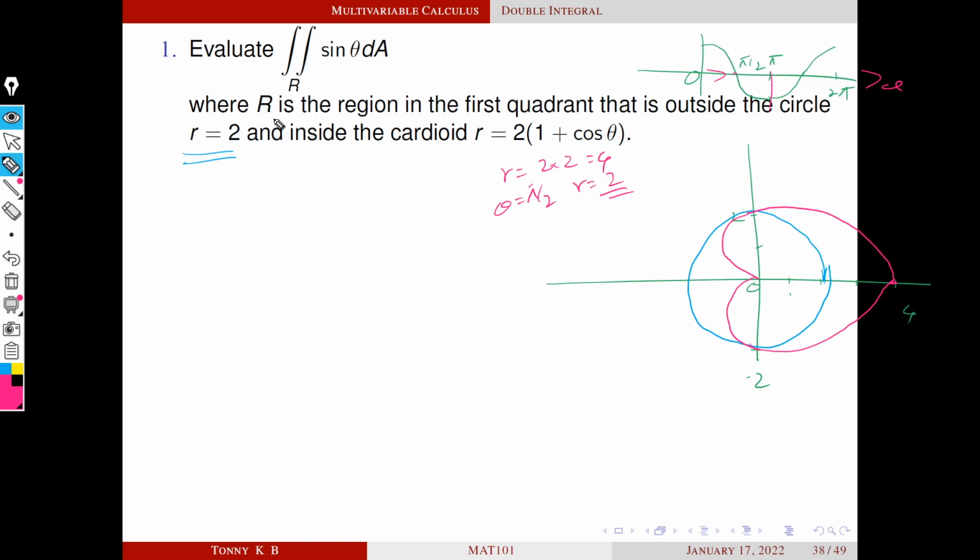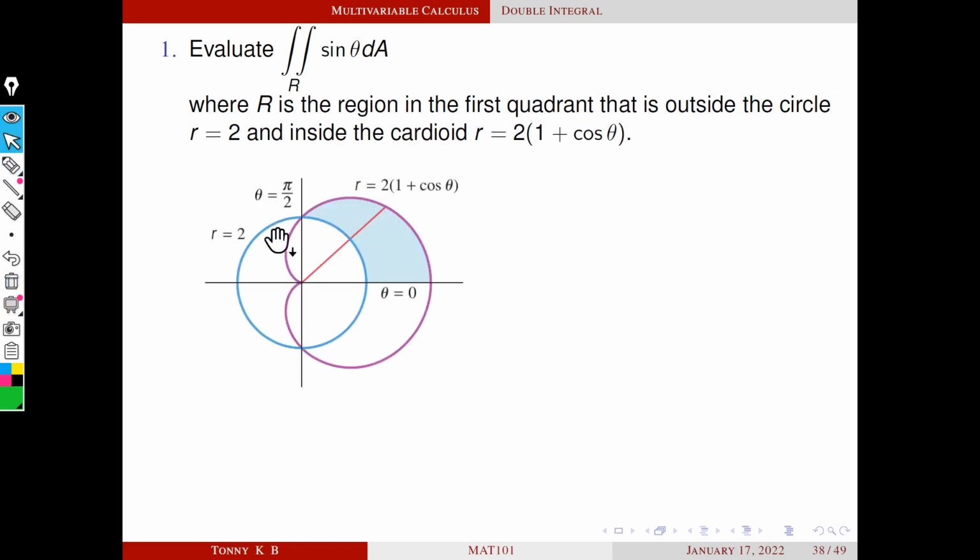And what is our region? Our region is in the first quadrant, outside the circle and inside the cardioid. So which is the region? Yes, this region. So we have to integrate over this region. Clear? This is the exact shape of the curve. So we have to integrate over this one.